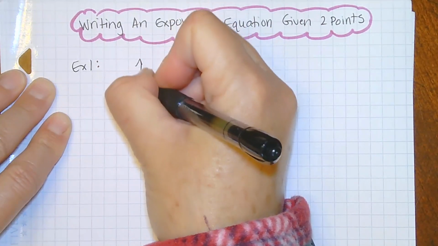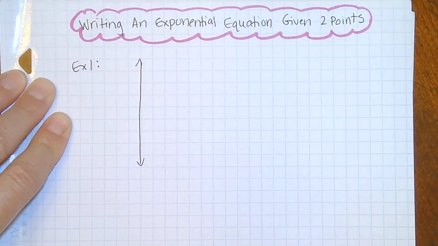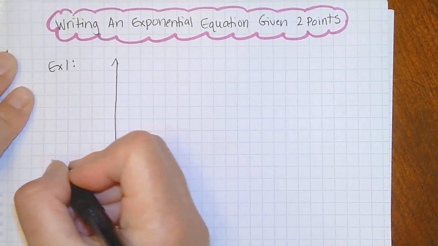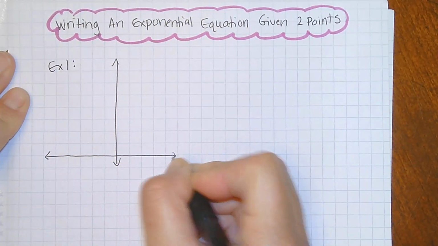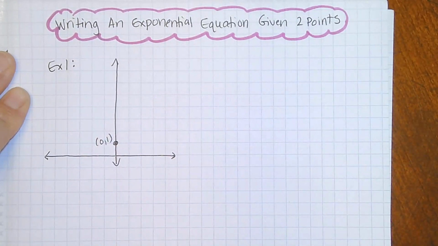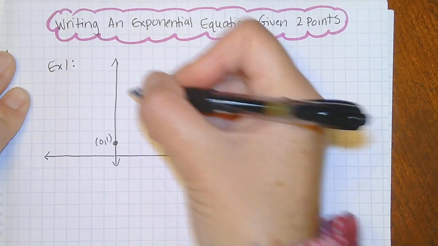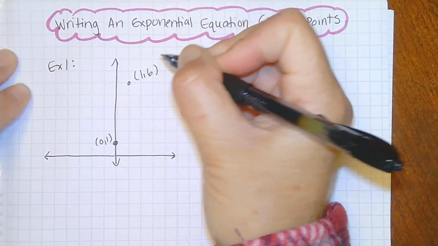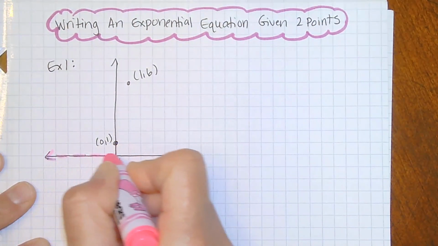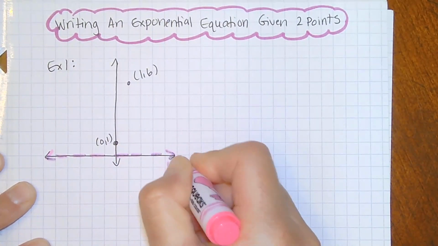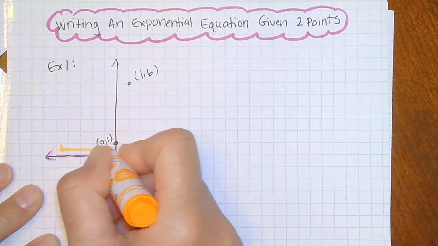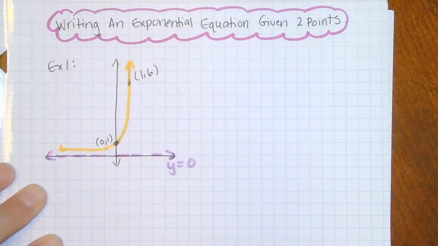We're going to draw a graph. We're going to be putting on 0, 1 and 1, 6 onto our graph. So we have a point at 0, 1 and a point at 1, 6. And remember, we always have our asymptote for these at y equals 0. And there's my graph.